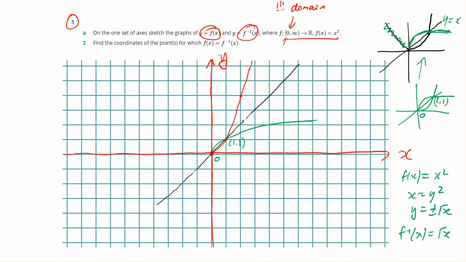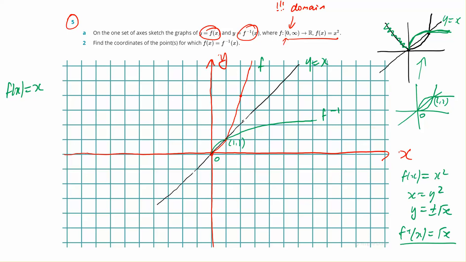Now, how do I get the intersection between the inverse and the original? This is the original, this is my inverse. Well, it's the same as the intersection between f and x. The intersection between f and x is just when you go f of x equals x. You're trying to find the intersection between the original and the line y equals x, because the mirror is where, if they ever intersect, they'll intersect on the line itself.